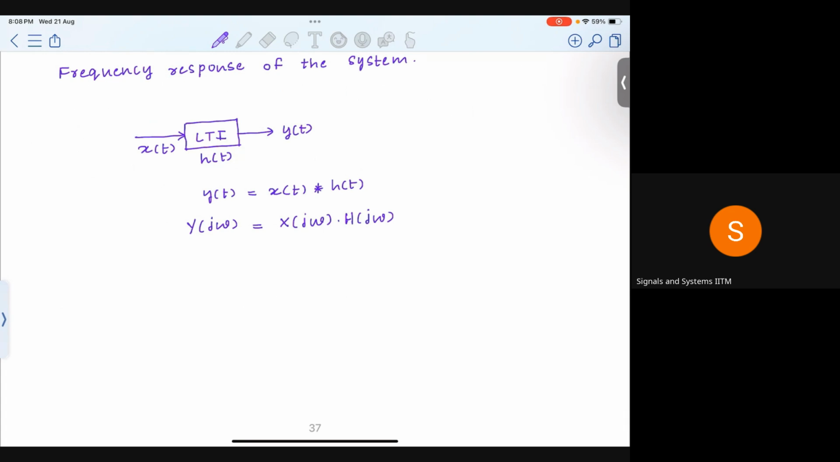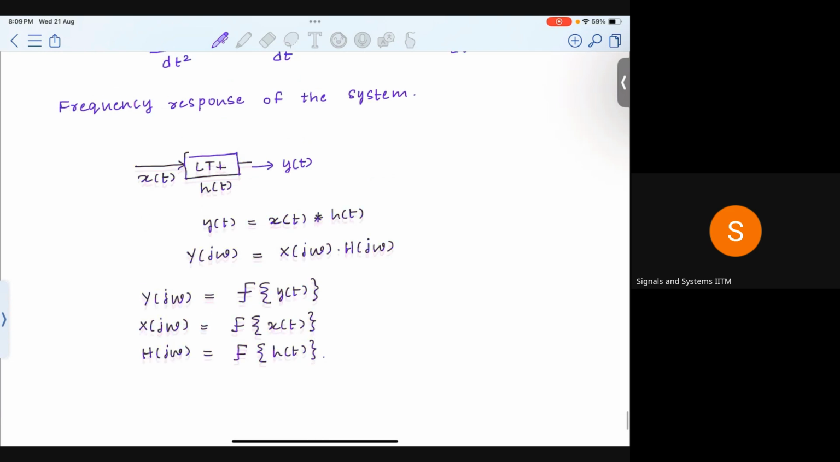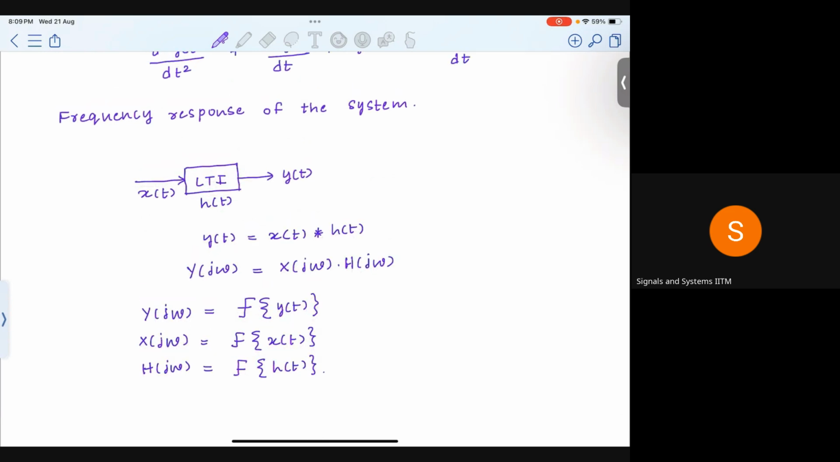Where y of j omega is the Fourier transform of y of t, and x of j omega is the Fourier transform of x of t, and h of j omega is the Fourier transform of h of t. Right? So this is something that we know from the Fourier transformation and the LTI systems.